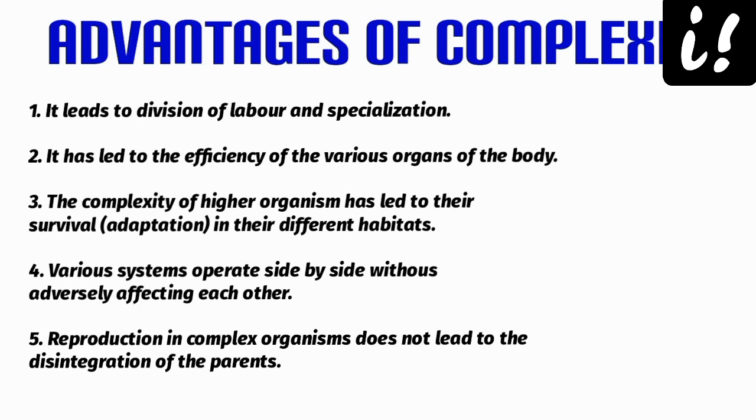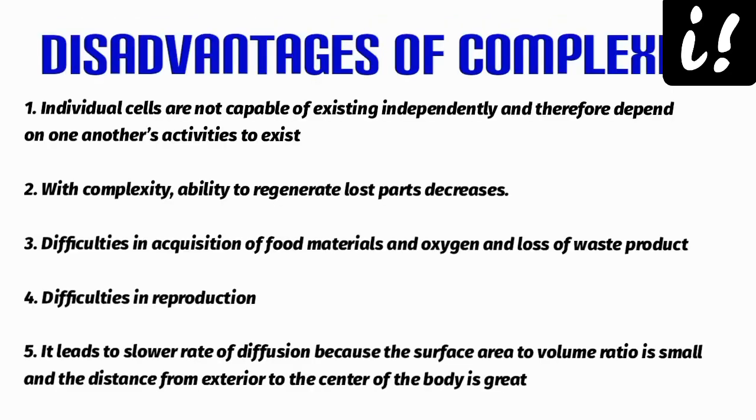What are the disadvantages of complexity? Individual cells are not able to exist on their own. They depend on each other for survival. With complexity, the ability to regenerate lost parts decreases. There are also difficulties in acquisition of food, materials, and oxygen, and also removal of waste products. There are difficulties in reproduction and also slower rates of diffusion.